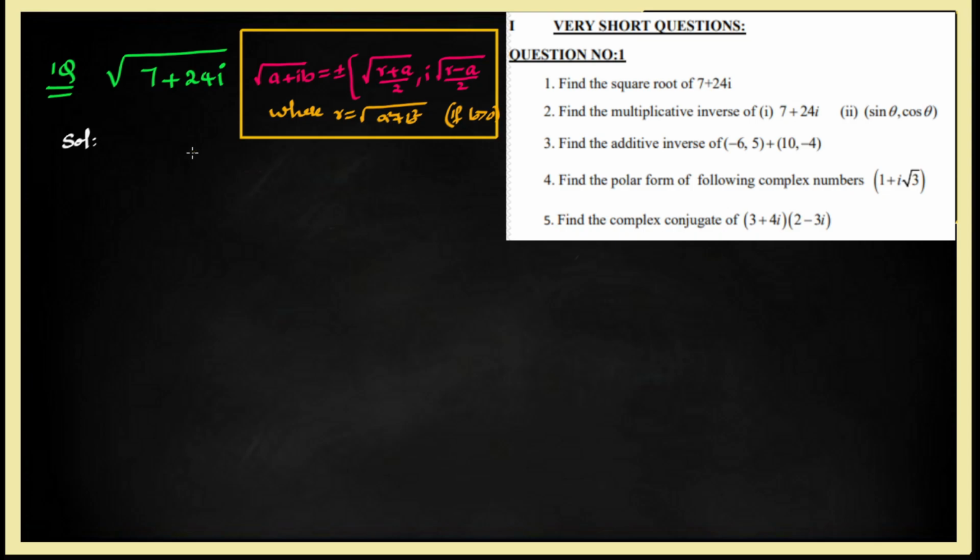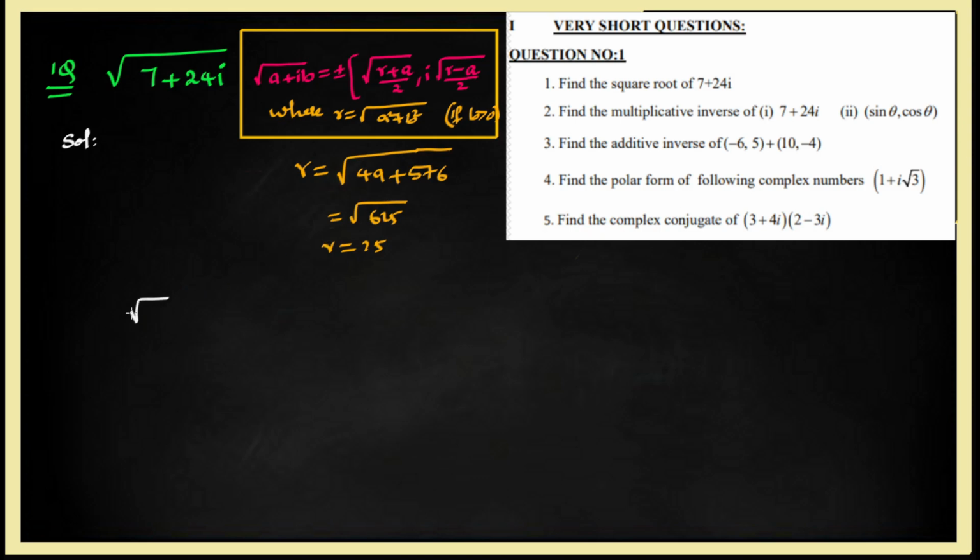Okay, so if you compare here the value of r, a is 7, so 7 sevens are 49, b is 24, 24s are 576, summation is 625. And what about the square root of 625? That is 25. So here the r value is 25. Now we have to find the square root using the formula.